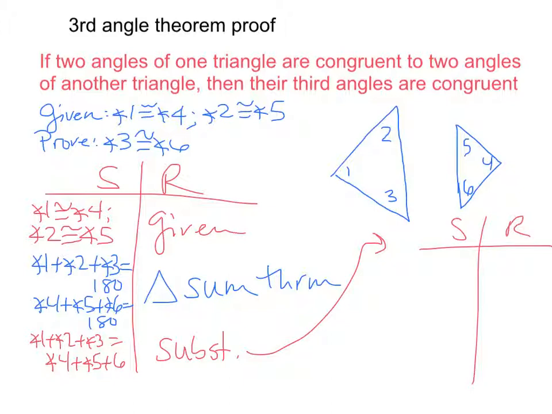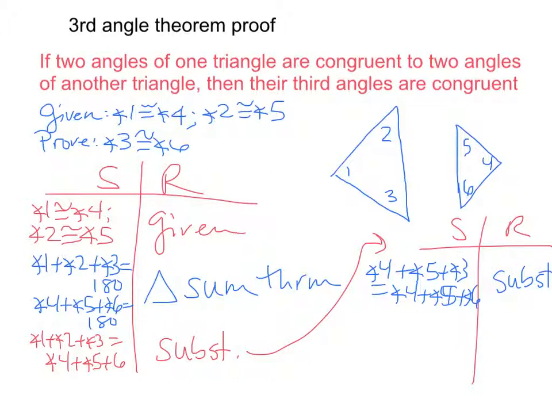Okay, I'm going to continue this proof over here. Statements and reasons. I am now going to do some substitution. It doesn't matter, you can substitute 4 for 1 or 1 for 4, you just want to substitute. So I'm going to say that 4 plus 5 plus 3 is equal to angle 4 plus 5 plus 6. Okay, that is also substitution.